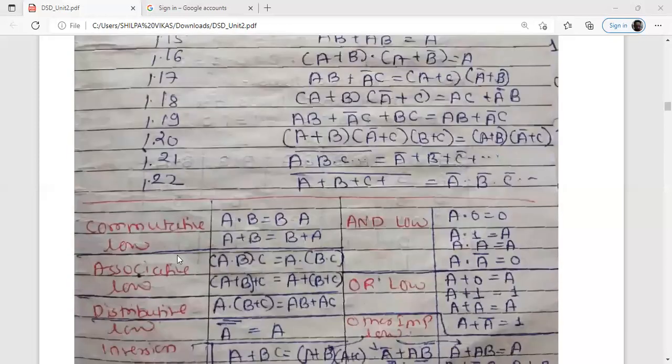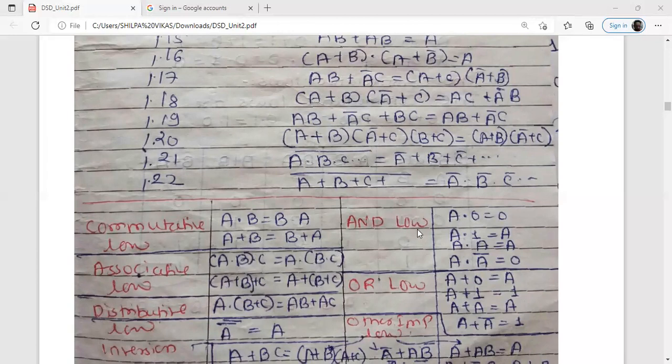This is the commutative law: A dot B is equal to B dot A, and A plus B is equal to B plus A. There is no need for a sequence; the output remains the same. Then the associative law: A dot B dot C is equal to A dot (B dot C). Again, the sequence for AND operation and OR operation can be changed.